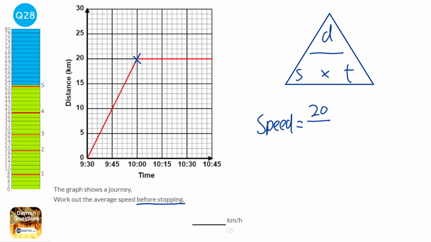So 9:30 to 10 will be 30 minutes, but since our units will be kilometers per hour, we need that in hours, which will be a half. And 20 divided by a half is going to be 40. So our answer is going to be 40 kilometers per hour.